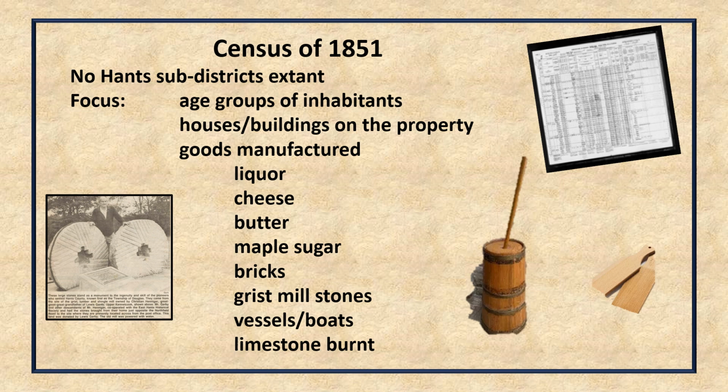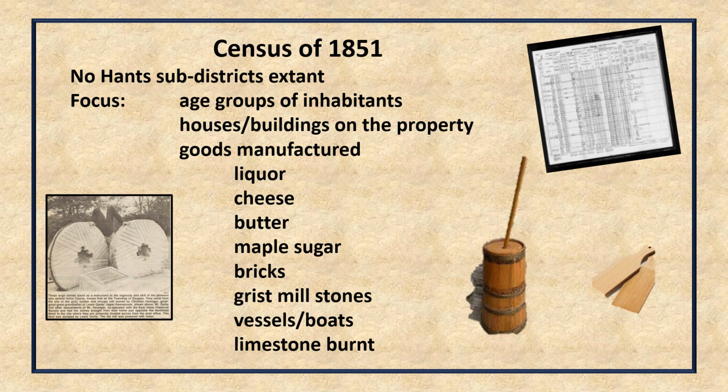The 1851 census is the only one that asks questions about what was manufactured. Malt liquor, distilled liquor, bricks, maple sugar, butter, and cheese. How many casks of lime were burned? Probably for blacksmith work. Grindstones and gypsum quarried, vessels or boats built. The emphasis is clearly on employment and industry.